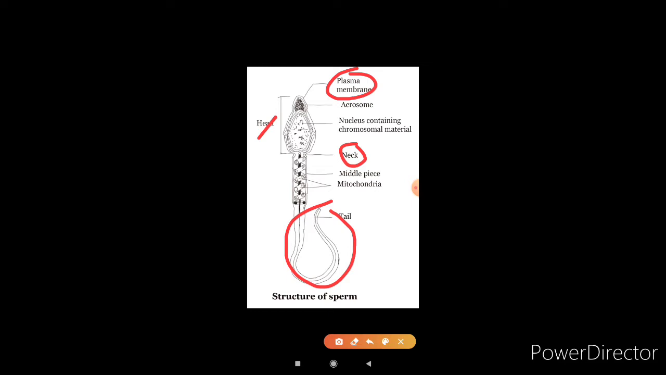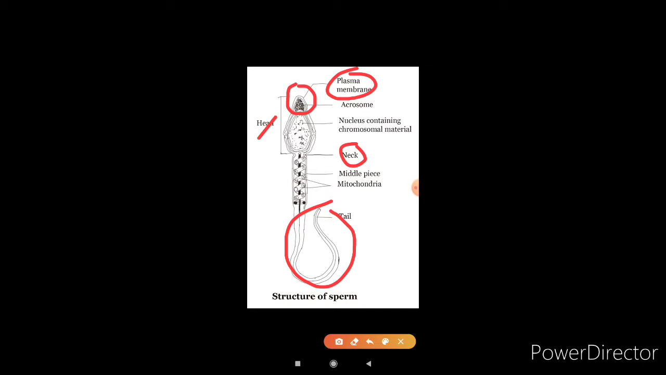The anterior portion of it is covered with a cap-like structure. You can see on the top of the sperm a cap-like structure. This is the acrosome, and it is filled with enzymes which will help in the digestion of the outer layers of the ovum.